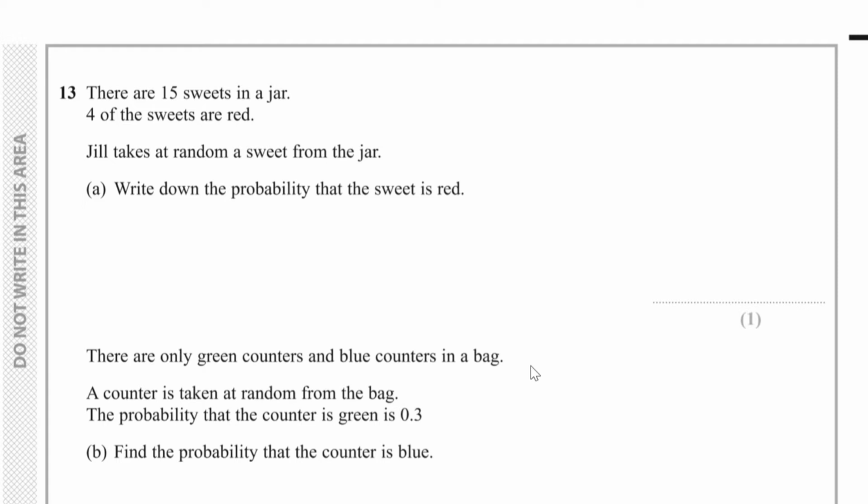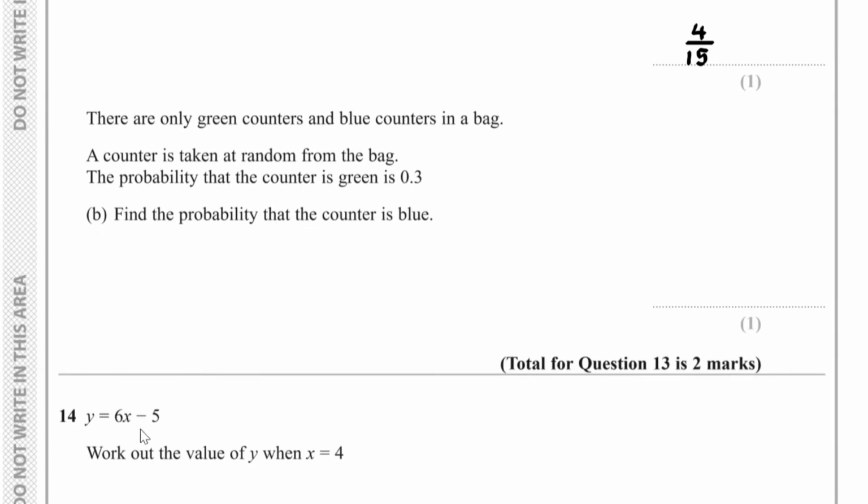Question number 13. There are 15 sweets in a jar. 4 of the sweets are red. Jill takes at random a sweet from the jar. We have to write down the probability that the sweet is red. Well, out of 15, 4 of them are red. So the fraction of sweets which are red, we've got 4/15. The probability that a sweet is red is 4/15.